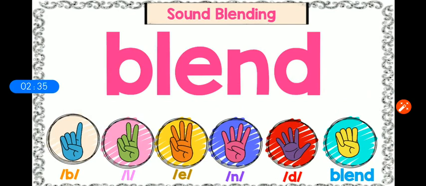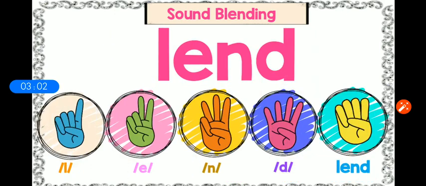Now, let's see another word again. Wow, much letters. Now, let's blend them all together. B, d, blend. Let's do it again. B, d, blend. Did you make a fist? Please always make a fist to blend. Okay? Now let's see another word again.